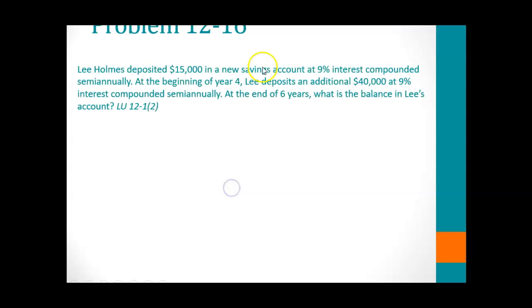Okay. For our last problem, Lee deposits $15,000 in a new savings account at 9% interest compounded semi-annually. At the beginning of year 4, he deposited an additional $40,000 at 9% interest compounded semi-annually. At the end of 6 years, what is the balance in Lee's account? Okay, so this one is a little bit more thought-provoking.